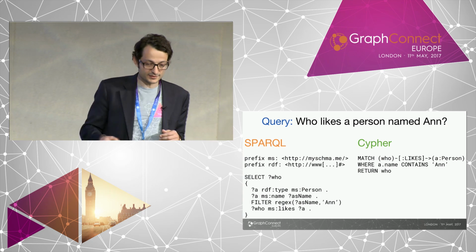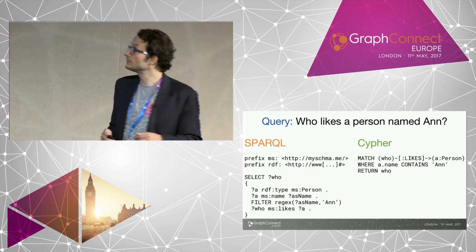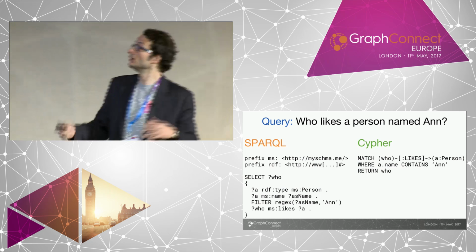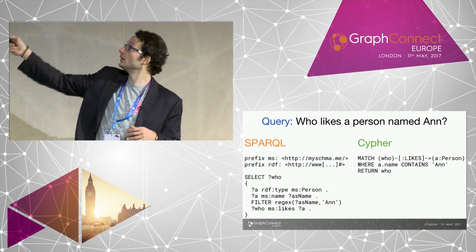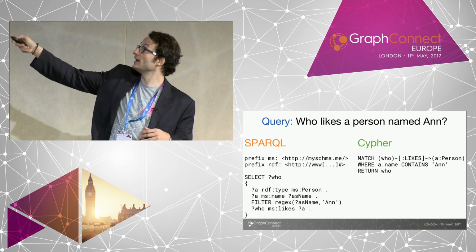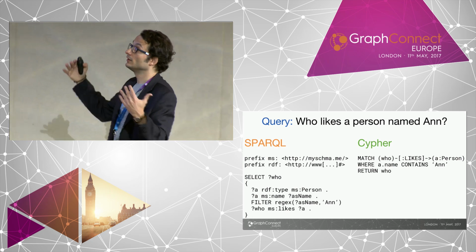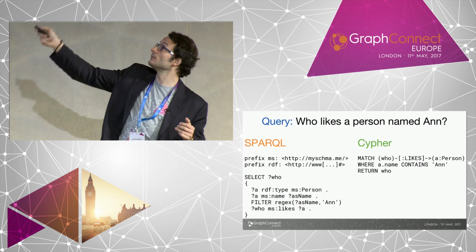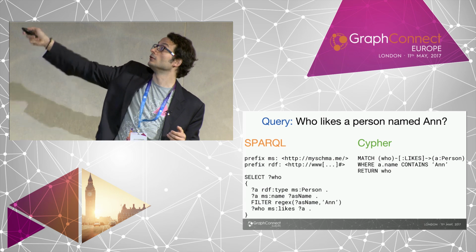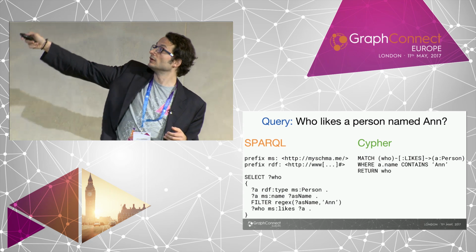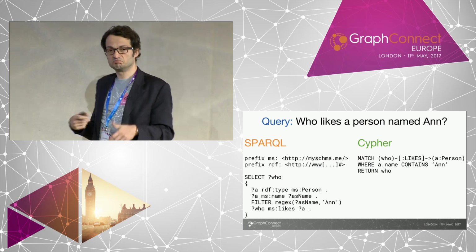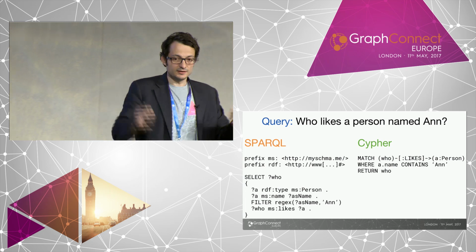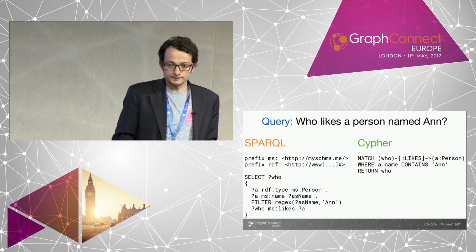On the Cypher side, Cypher is the query language for the property graph, or the label property graph. It's ASCII art based, so I'm drawing with parentheses representing nodes and arrows representing edges, connections. I'm drawing the pattern that I'm looking for. I'm saying I'm looking for someone who likes someone, and this someone is called Anne. The restriction, the filter is very much SQL style, and the pattern, as I say, is ASCII art.